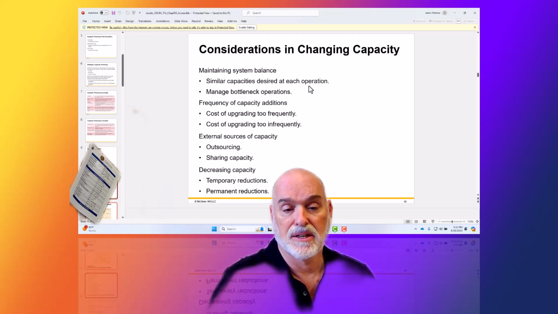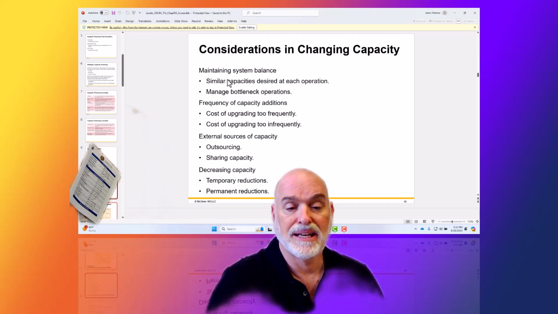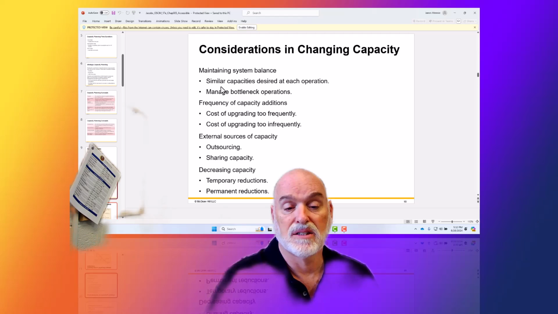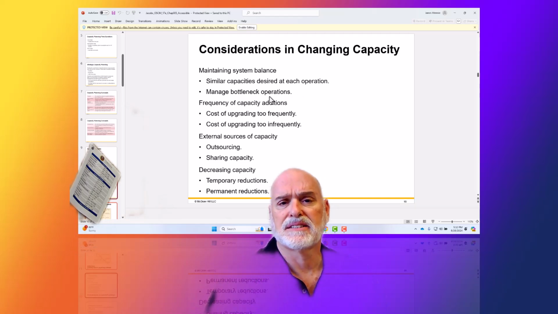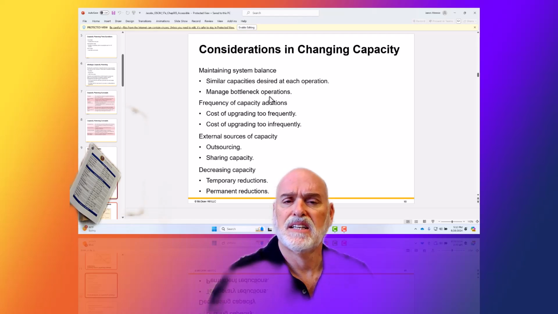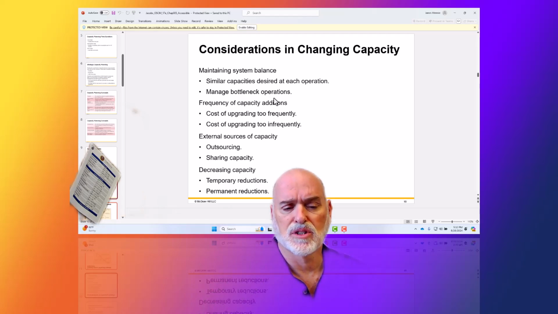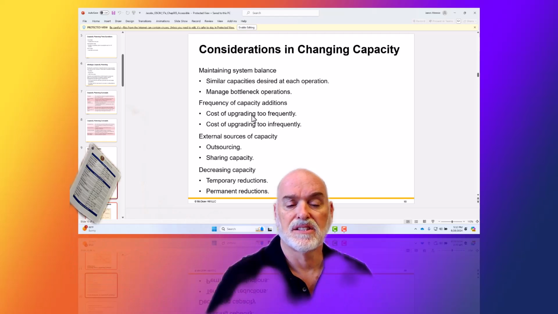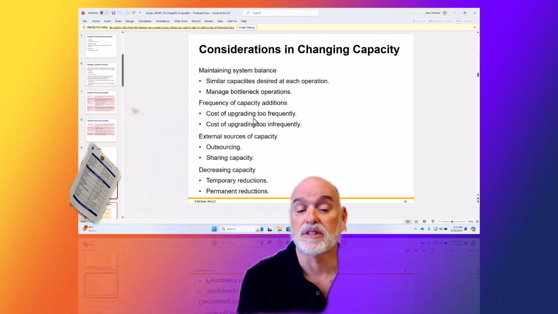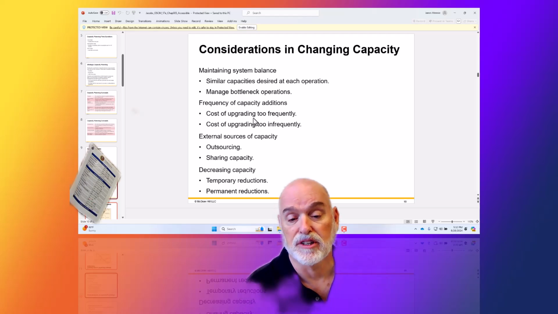Considerations in changing capacity. Well, you have to maintain system balance. And how do you do that? Well, similar capacities are desired at each operation, and also you manage bottleneck operations. What are bottlenecks? Ask me that question in class and we'll talk about it. Frequency of capacity additions: the cost of upgrading too frequently and the cost of upgrading too infrequently.